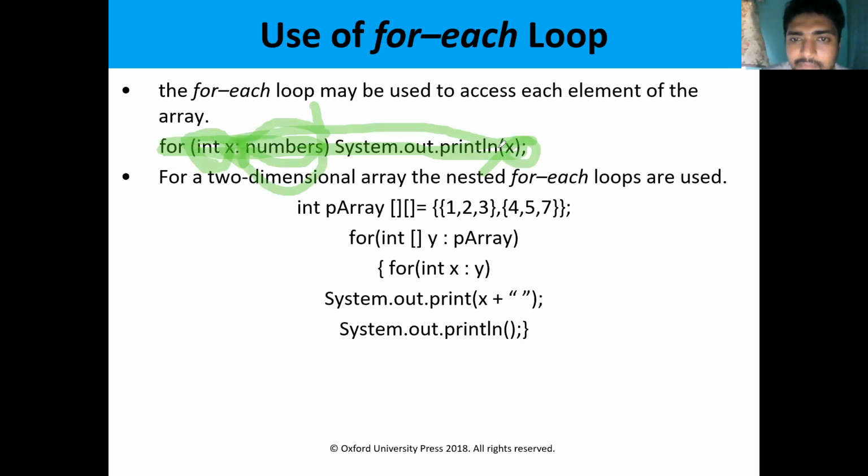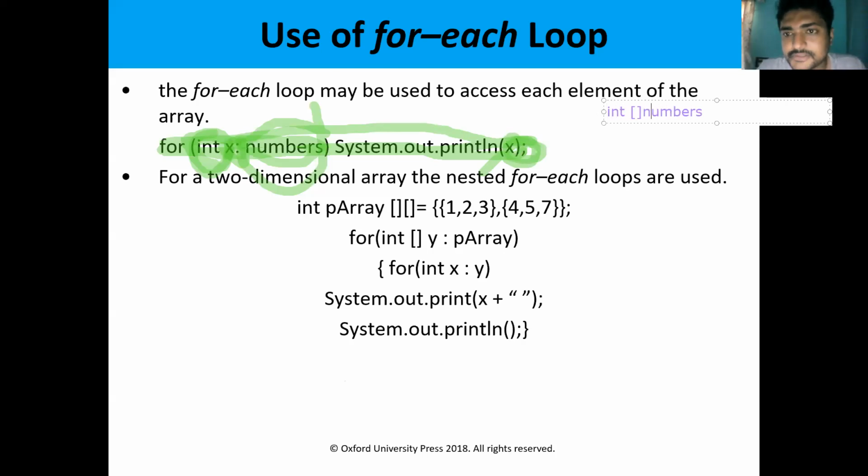We can print the array by using some temporary variable x. That's why we are giving int x. We are printing the x value. X value for numbers of 0. Suppose the array size is, the array is numbers. Here the array is numbers.